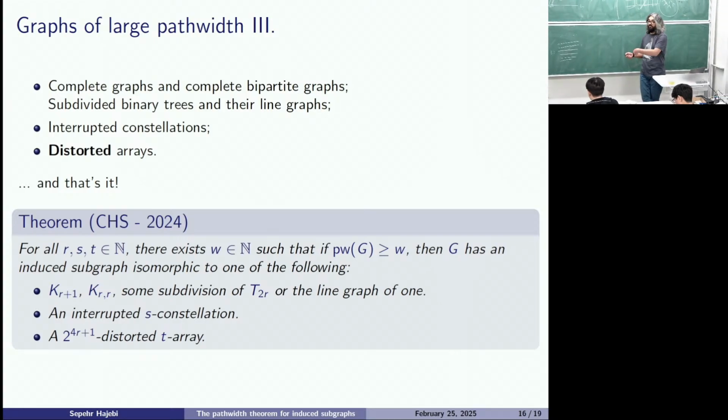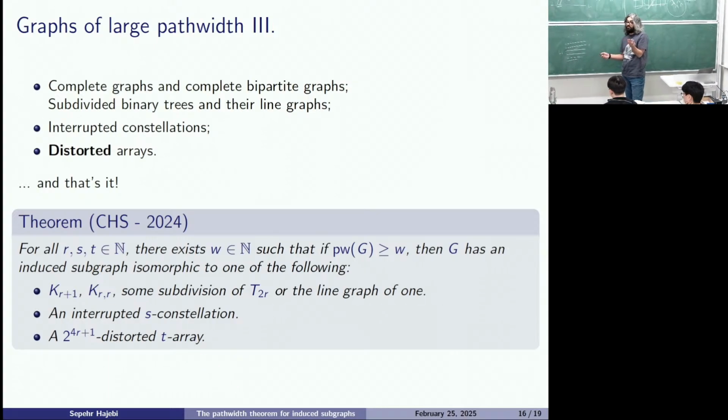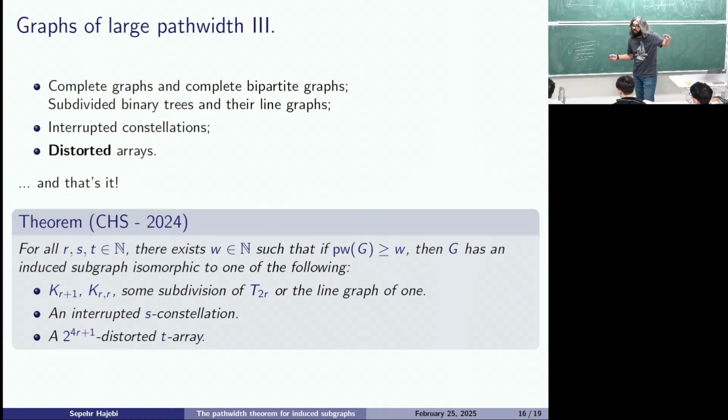And then you prove a second theorem, that in any graph, if you contain a sufficiently large complete bipartite induced minor, then you contain as an induced subgraph either a big complete bipartite graph or an interrupted constellation with as many vertices in the stable set as you want, or a distorted T array with T as big as you want, and distortion is small. Or you get a subdivided wall or the line graph of a subdivided wall, but that is good because those things contain subdivided binary trees and their line graphs.